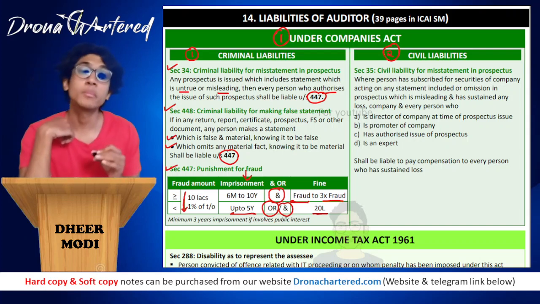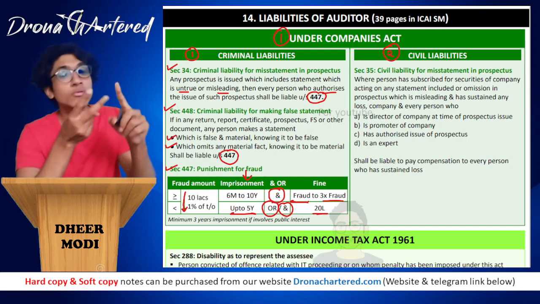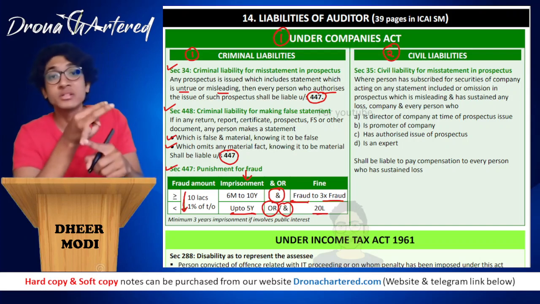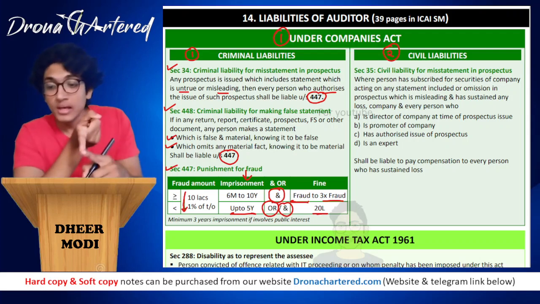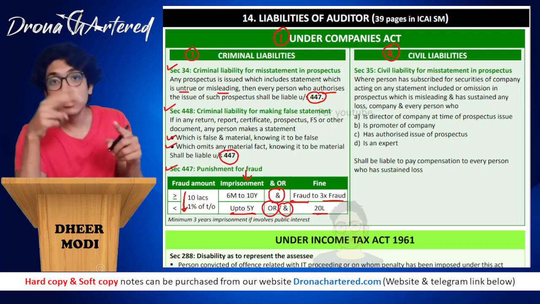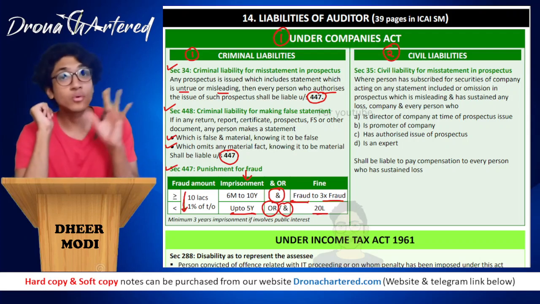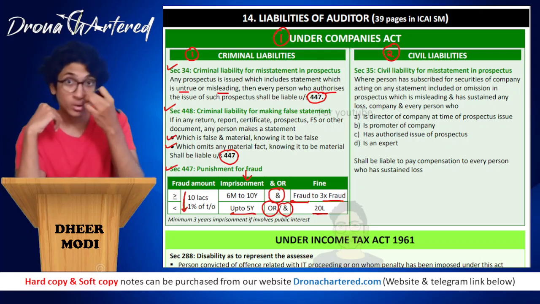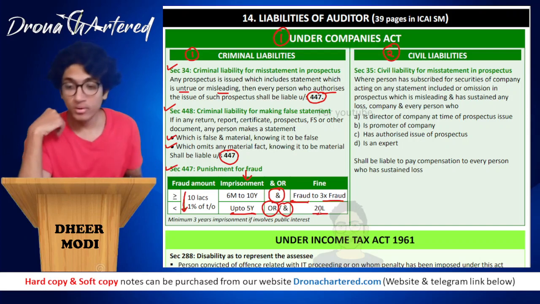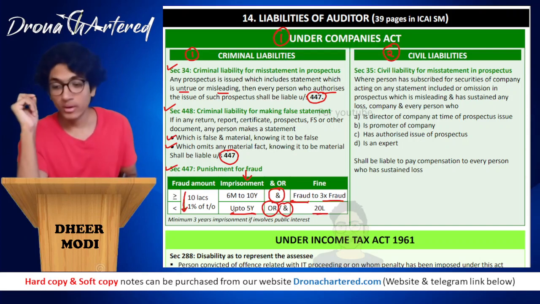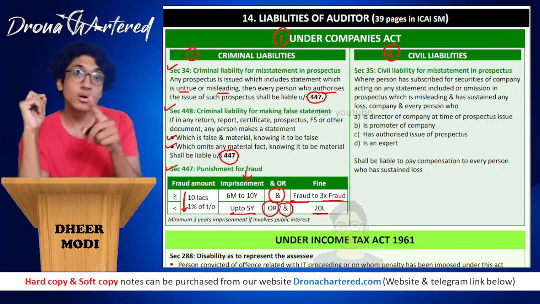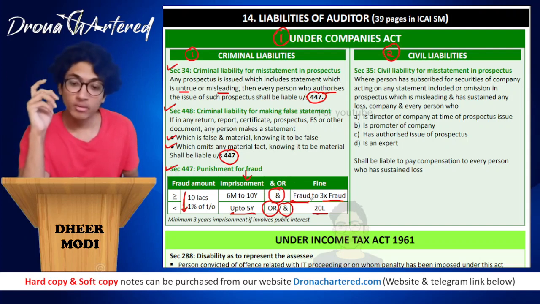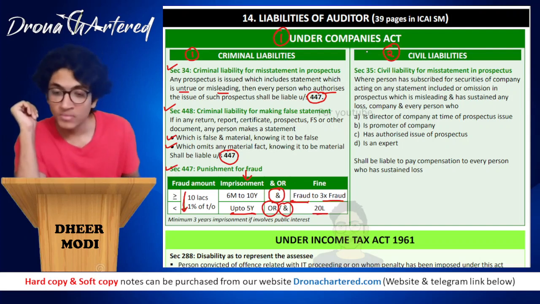Okay, so this was your criminal liability. We did section 34, then section 448, then section 447. Now section 34 and 448 both lead us to section 447, and in 447 we have done 10% of 1% of turnover, whichever is lower. Six months to 5 years, and the amount will be the fraud amount to 3 times the fraud amount. And over here, up to 5 years, it will be 'or' and 'both' will be available, and the fine will be a maximum of up to rupees 20 lakhs.